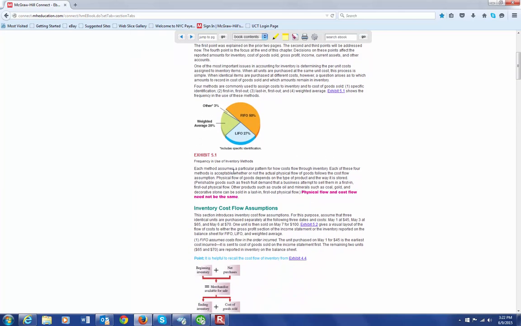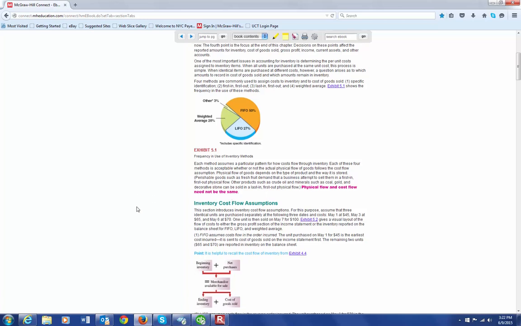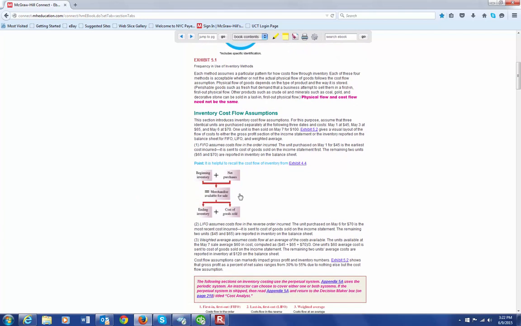Each method assumes a particular pattern for how costs flow through inventory. Each of these is acceptable according to United States accounting principles, and what you use does not have to actually follow the physical flow of your goods through your system. We'll talk more about that too. So just keep that in mind. Physical flow and cost flow do not have to be the same. All right, so let's discuss these different cost flow assumptions.